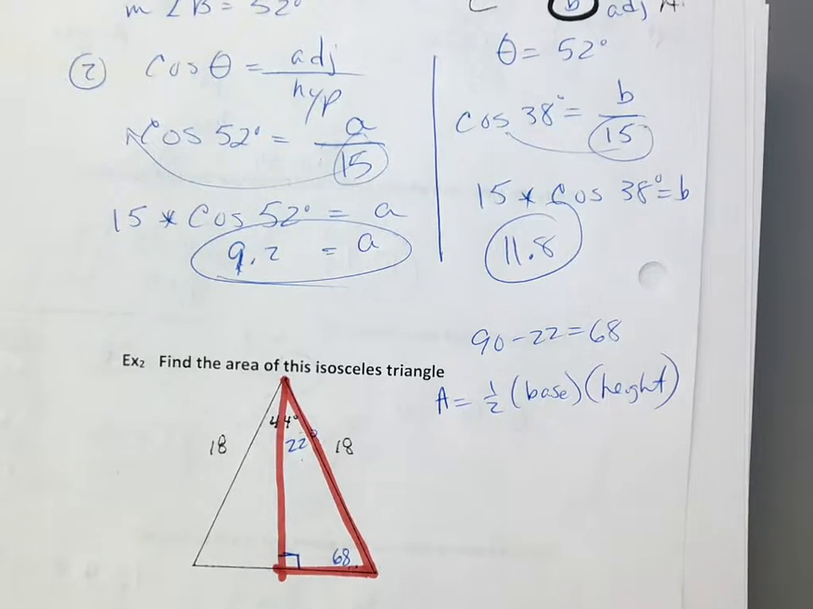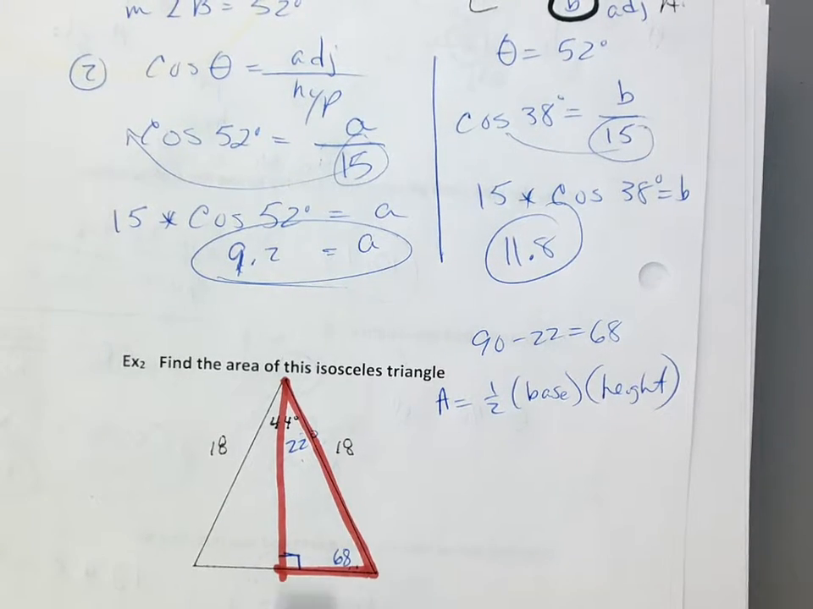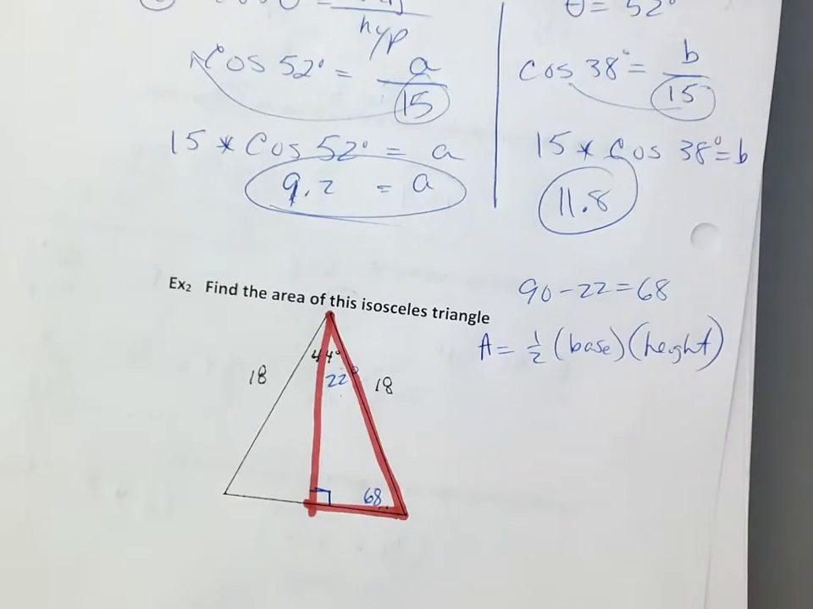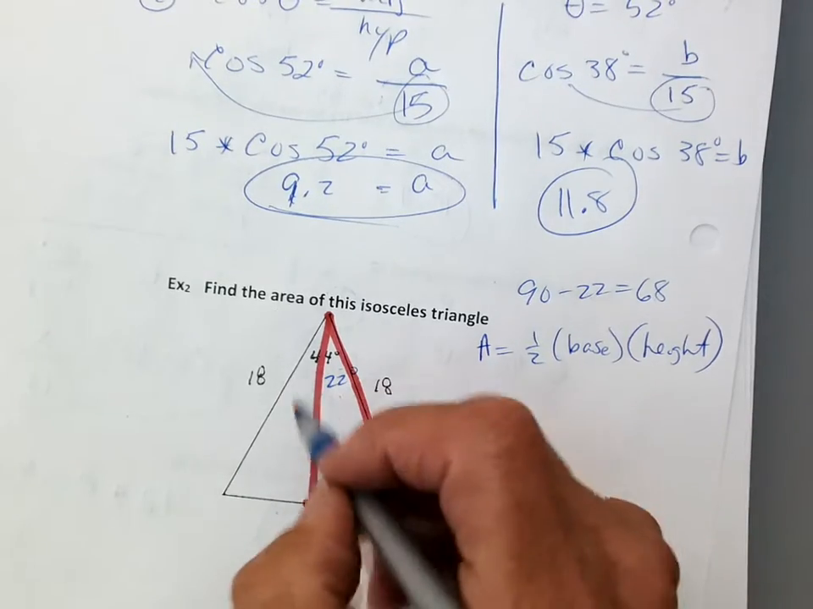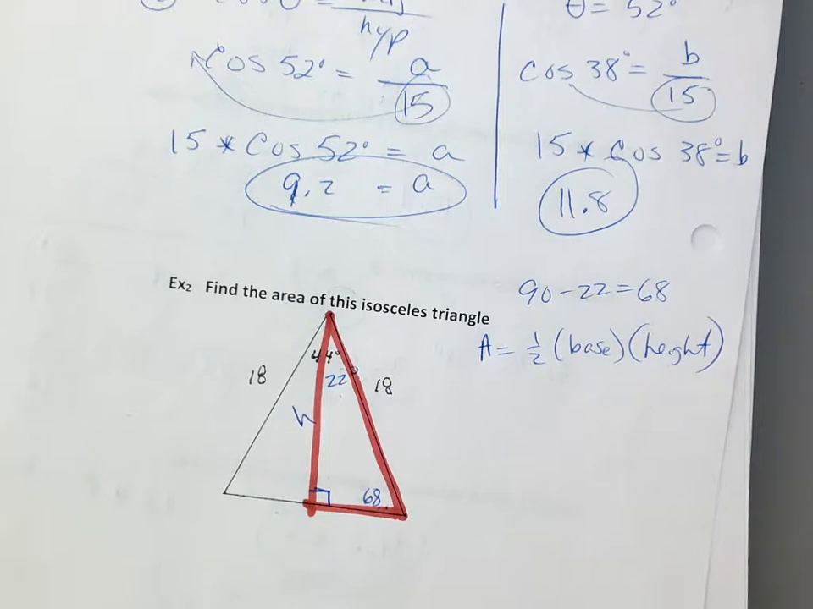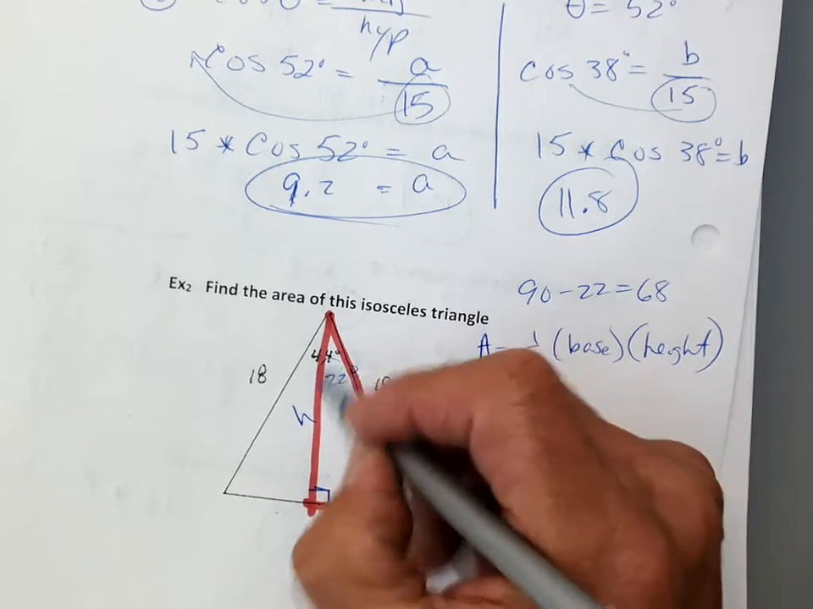Now, we have to find both the base and the height. It doesn't matter which. So, Jacob, do you want to find the height first or the base? The height it is. Let's call it h for the height. Beth Ann, which angle do you like, the 22 or the 68? It doesn't matter. 22 it is.